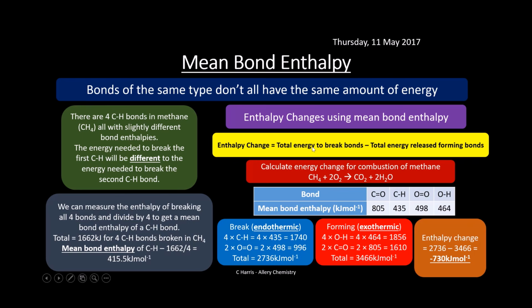If we put it into our equation, total energy to break bonds minus total energy released, that minus that gets you minus 730 kilojoules per mole. And it is negative. That makes sense because this is combustion of a fuel, and fuels produce energy. If you get a positive there, obviously you don't burn a fuel and get colder, it gets warmer. So just check your signs.